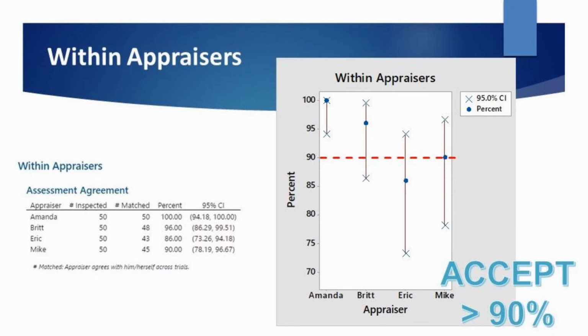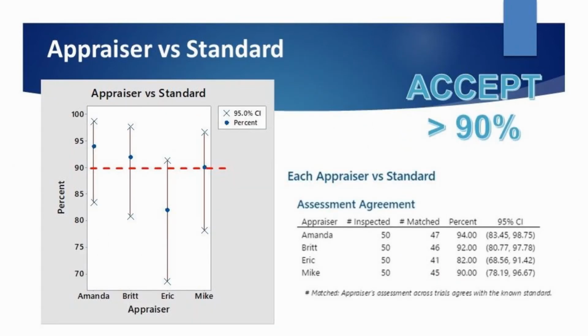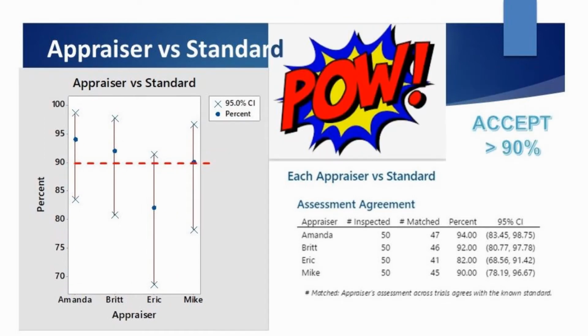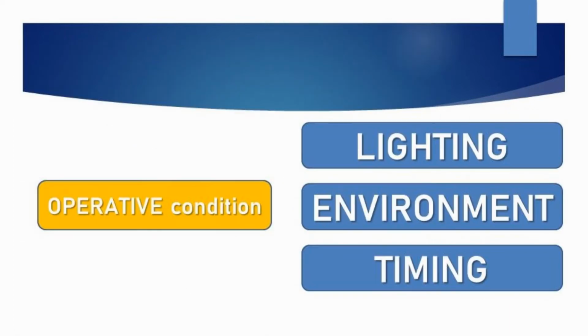The result should be the same for each unit in the different trials. And also, we are going to rate the inspector or the inspection system against the standard. This is the ultimate measure that we need to get approved, and in order to approve it, we need to be above 90%.